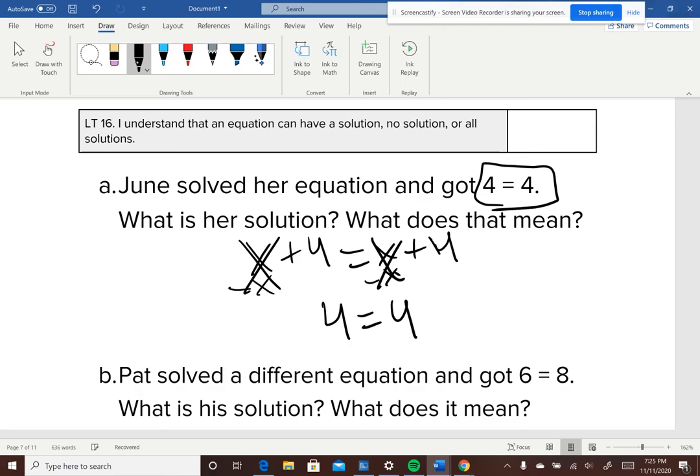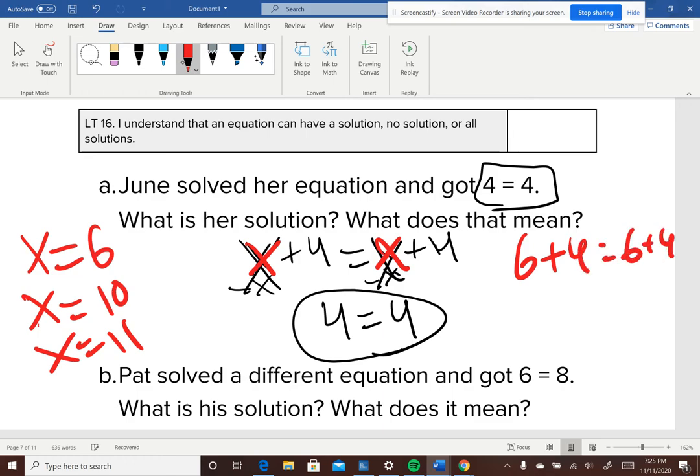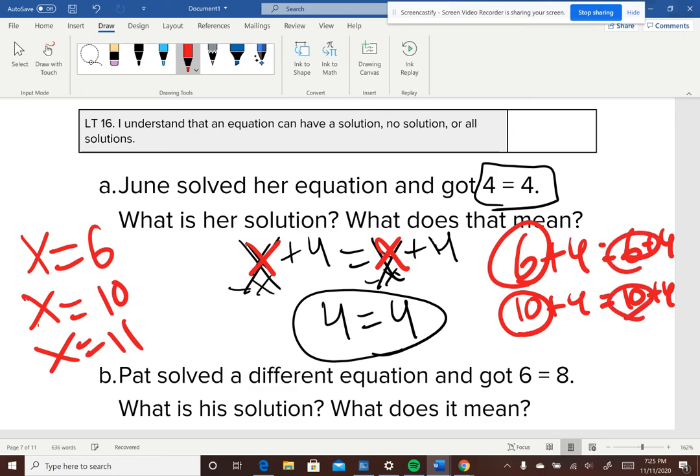All right? And so what that means is if we were to take any value and put it in for x, so x equals 6, x equals 10, x equals 11, whatever we want to choose for x, and if we put that in for our initial value, let's say we had 6 plus 4 equals 6 plus 4, or we did 10 plus 4 equals 10 plus 4. It doesn't matter what we put in for our x, whether it's 6 or 10, 6 plus 4 is always going to be equal to 6 plus 4, and 10 plus 4 is always going to be equal to 10 plus 4.